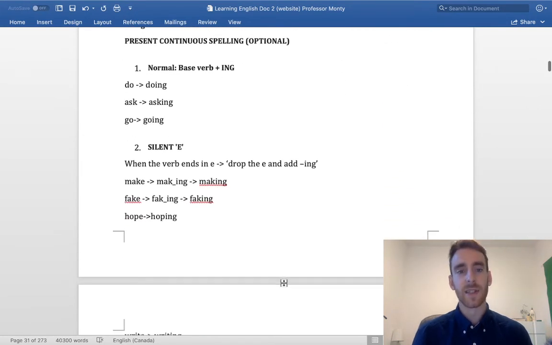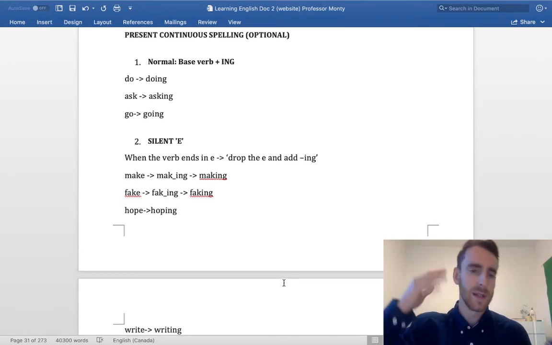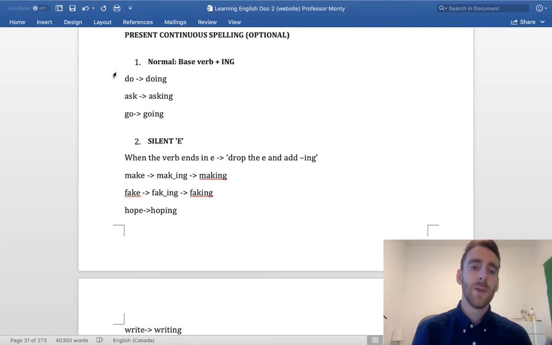Now, guys, the present continuous spelling. This is interesting to me. Maybe you're like, oh my gosh, Professor Monty, it's boring. But it's interesting. So for most verbs, guys, like I said, you just add ing. Okay, so you just add ing. I'm doing, I'm asking, I'm going. All right. But some verbs, the spelling's a bit different.